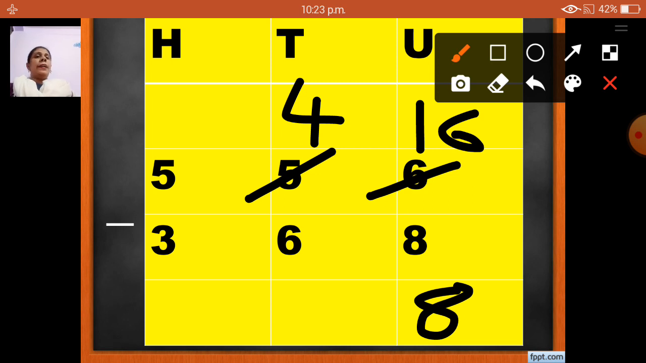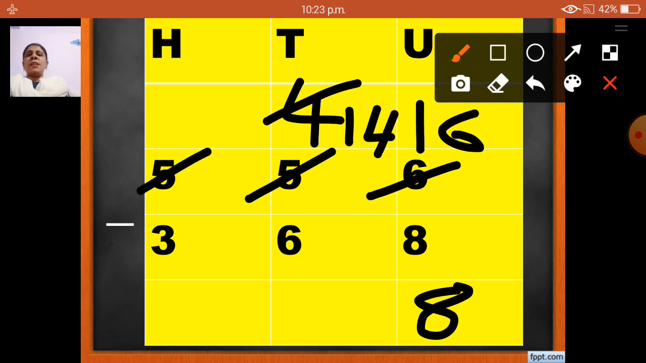Understood? Now in tens place 4 and 6. So 4 is a smaller number, 6 is a bigger number. Again I will not be able to subtract. So what I will do is I will cut this 4 and I will make it as 14. And from where I got this 1? I got it from this 5. So I will make this 5 as 4. I borrowed 1 from 5. So if I borrow 1 from 5, 5 will become 4.